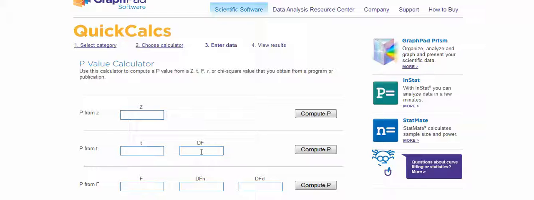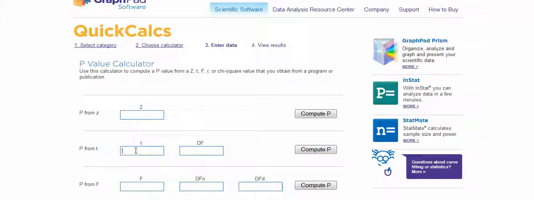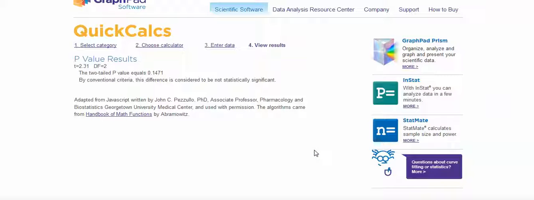This is 1 less than the sample size, so we'll have to enter 2. We'll start with 2.31. .1471.